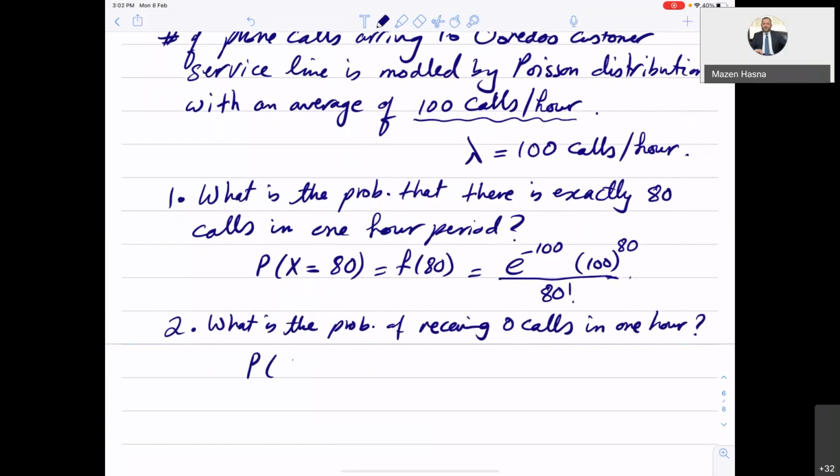So probability of x equals 0 is what? It's e to the minus lambda, lambda to the x, lambda to the 0 over 0 factorial, so it means e to the minus 100, which is a very, very small number. If on average you are receiving 100 calls per hour, the chances that you will have 0 calls are about 0. You will always have calls.